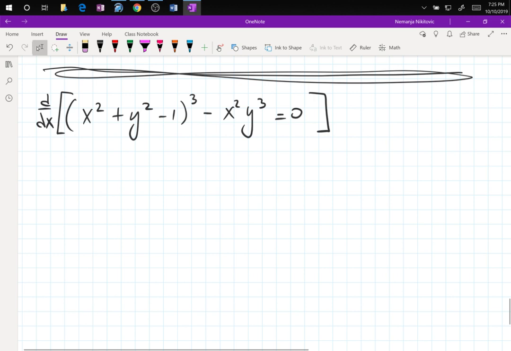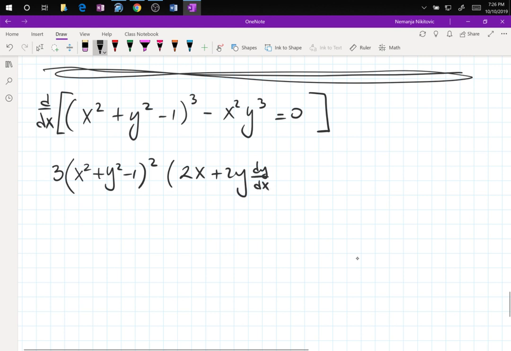All right, let's take a look at this derivative together. We start with 3 stuff squared. So 3 stuff squared, that's the derivative, right? And then the derivative of the inside is 2x plus 2y dy dx minus 0. And then we have the product rule.